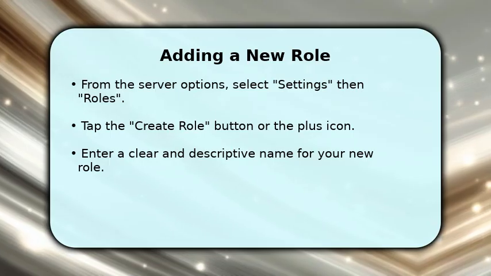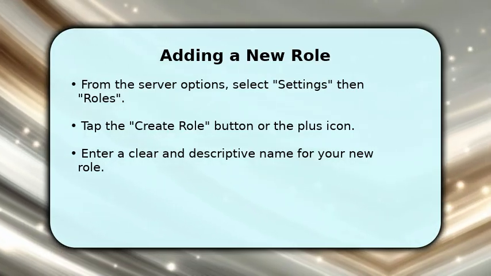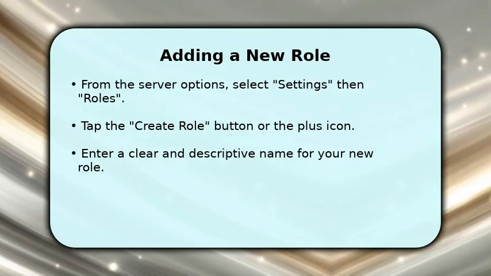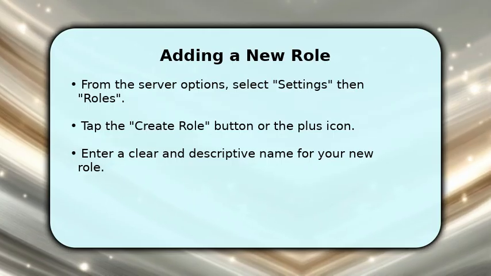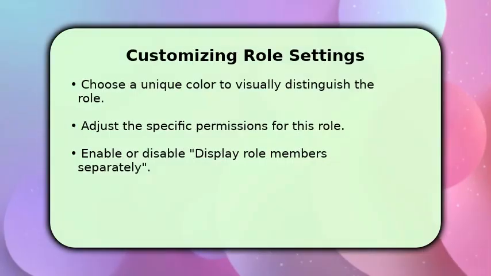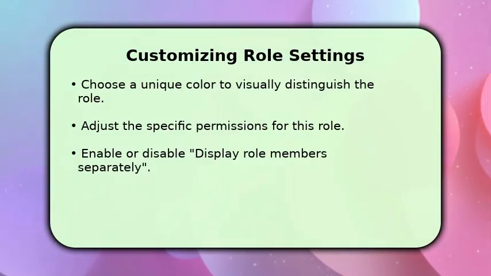To add a new one, simply tap the Create Role button, which is usually a plus icon or a text button. A new role entry will appear, prompting you to give it a name. Choose a name that clearly defines the role's purpose. After naming your role, it's time to customize its settings.